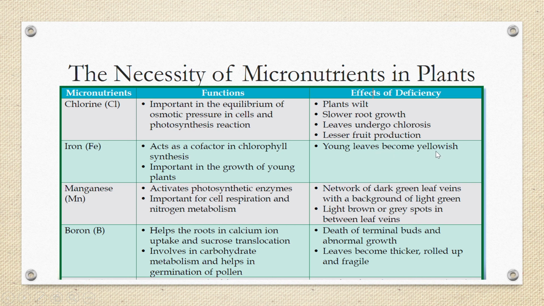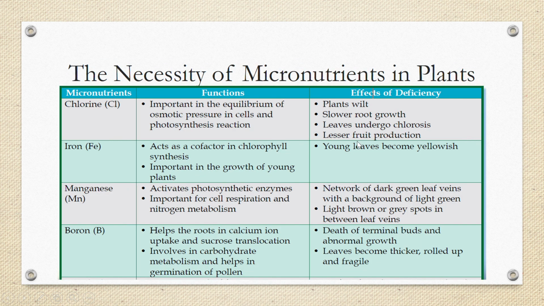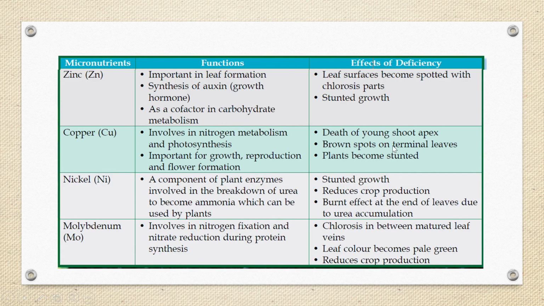Young leaves become yellowish. So this one is rather quite general when you see the terms yellowish. Okay, usually they will ask you those that are quite distinctive. Okay, for example, this one, copper, involves in nitrogen metabolism, also in photosynthesis, for growth, reproduction, flower formation. So if lack of copper, it results in the death of the young shoot apex. So here you can relate to this, the second point of growth. The brown spots. Okay, brown spots, if you are to see here, there are no other effects that show the brown spots. So you can start to memorize bit by bit brown spots. That is because of copper lacking.